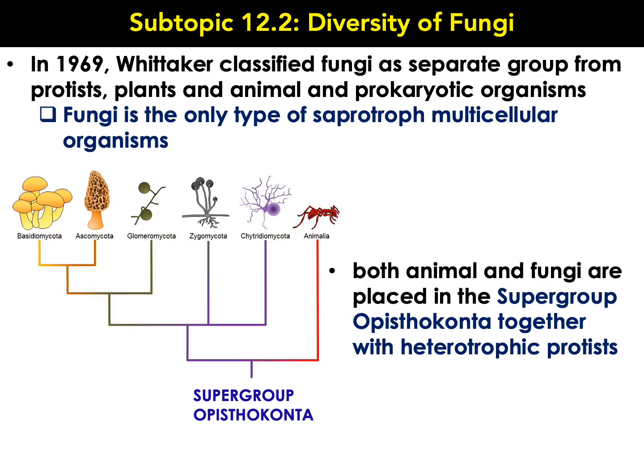So we will continue our subtopics today, which is diversity of fungi and also on the symbiotic relationships of fungi. In 1969, R.H. Whittaker classified fungi as a separate group from protists, plants, animals and prokaryotic organisms. He believed that fungi were the only type of multicellular organisms to be saprotrophic. However, now fungi are considered to be the closest multicellular relative of animals, because fungi and animals are placed in the supergroup Opisthokonta, which also includes certain heterotrophic protists.